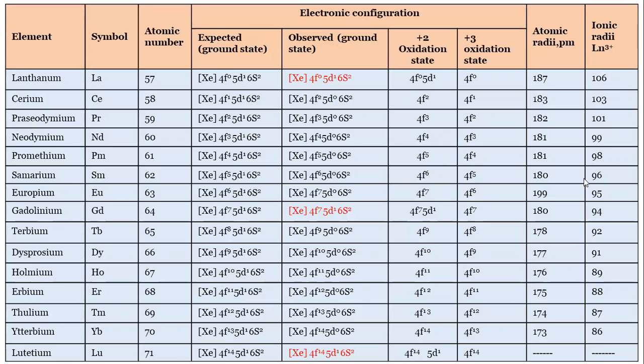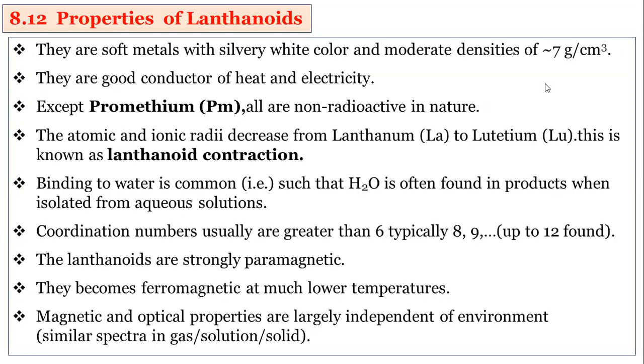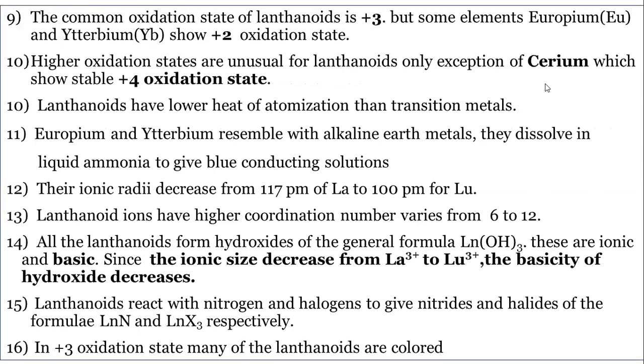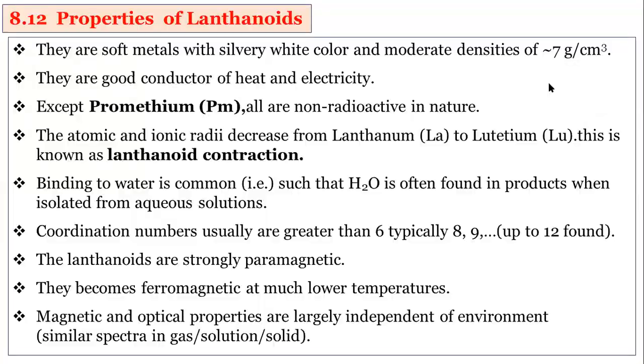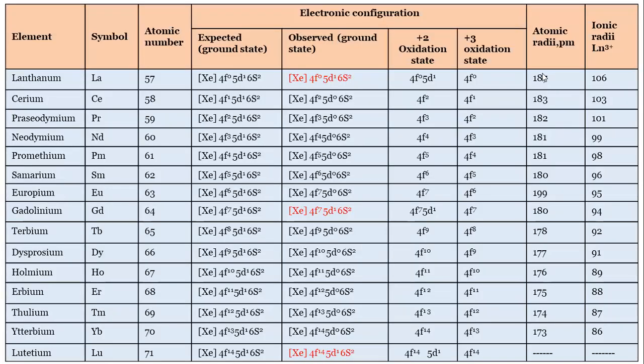See in this table, the atomic radius of lanthanum is 187. Yes, it decreases. Atomic radii decrease from 187 to 173, and the ionic radii also decrease from 106 to 86.